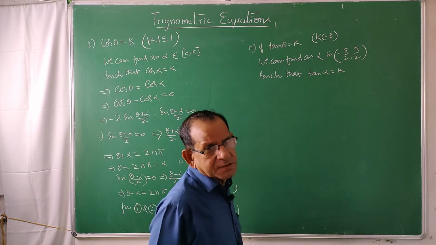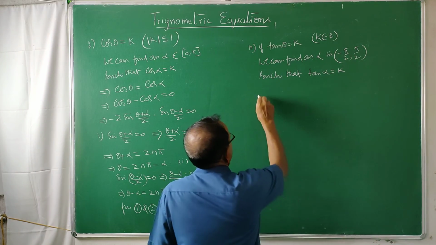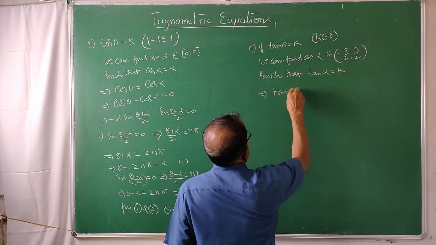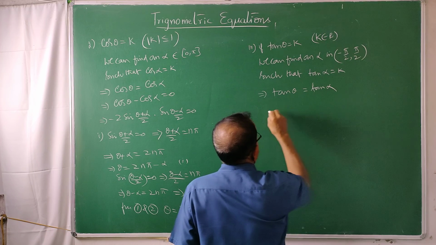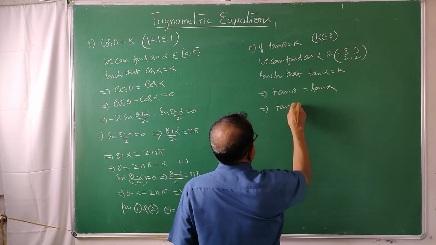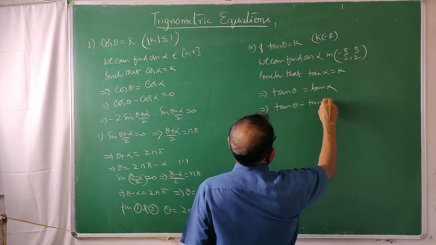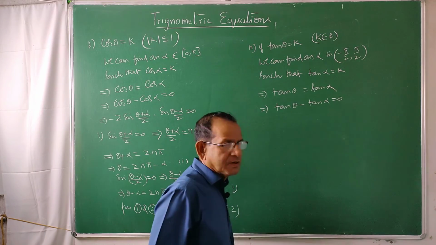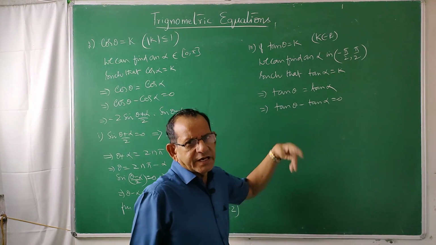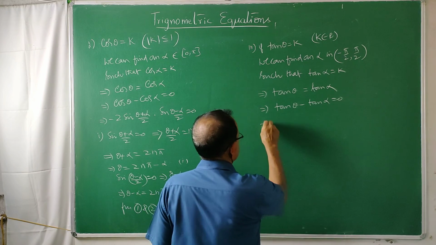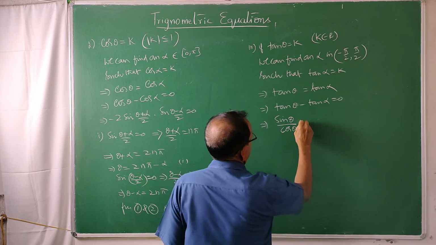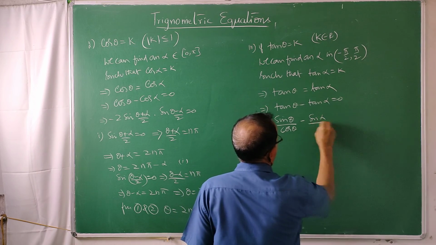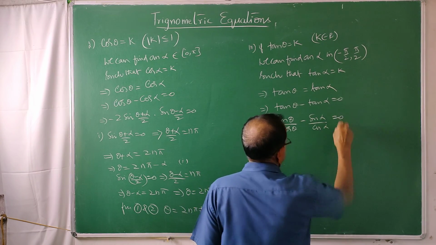Now equate the values of k. That implies tan theta is equal to tan alpha. Bring it to the left side. Tan theta minus tan alpha is equal to 0. Let us convert these two into sin and cos terms. That is sin theta by cos theta minus sin alpha by cos alpha equal to 0.